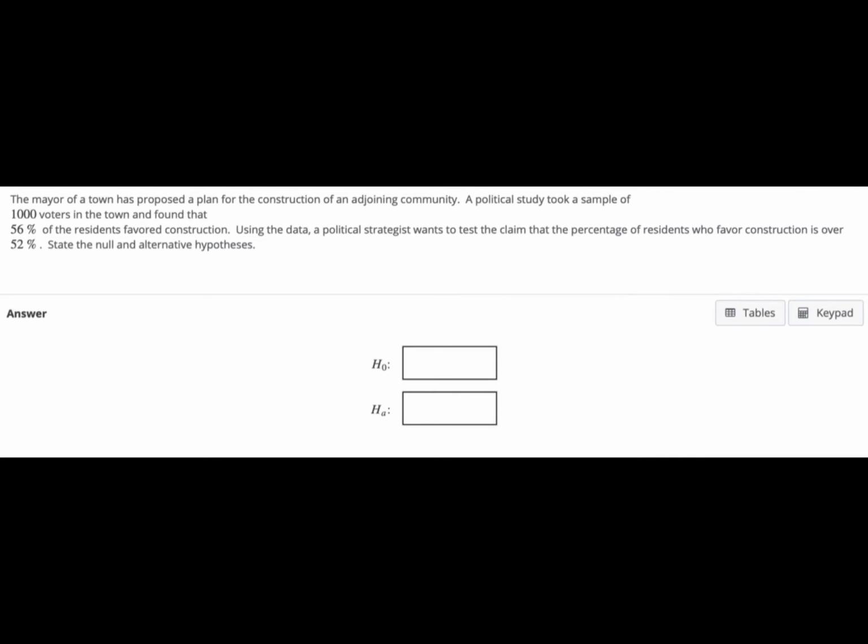So he's gotten this new data in from these 1,000 voters, and it's greater than what he initially thought it would be. So his null hypothesis was that he thought it was going to be 52%. That's where he was at. But he got this new data from the 1,000 voters that suggested it was 56%. It was greater than the 52%. So he wants to know if his population proportion is in fact greater than 52%.